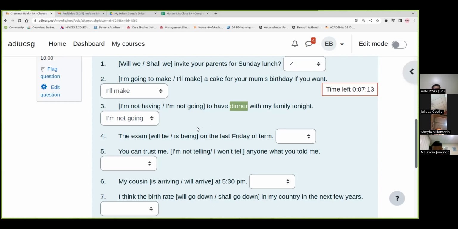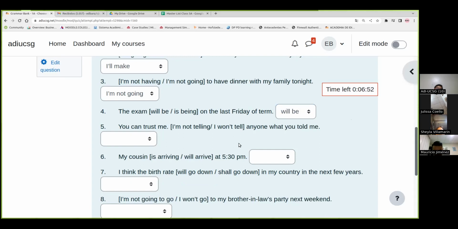Number 4, let's see. The exam will be on the last Friday of term, or the exam is being on the last Friday of term. What is it? Will be. All right. I'm writing your answers, by the way, not necessarily because they are correct. All right. Number 5. You can trust me. I'm not telling anyone what you told me. Or you can trust me. I won't tell anyone what you told me.